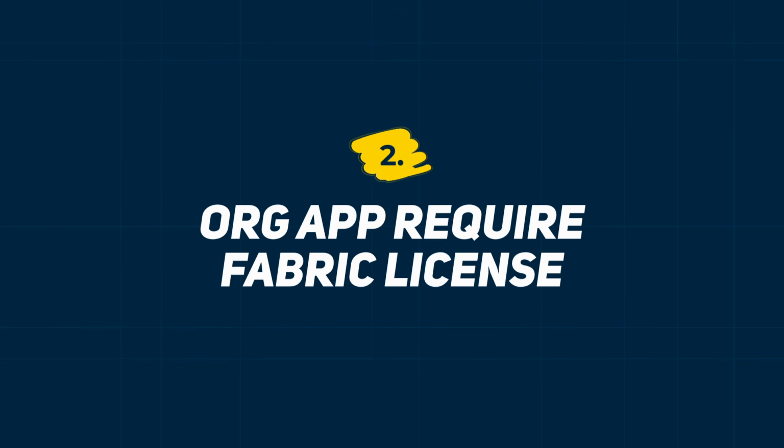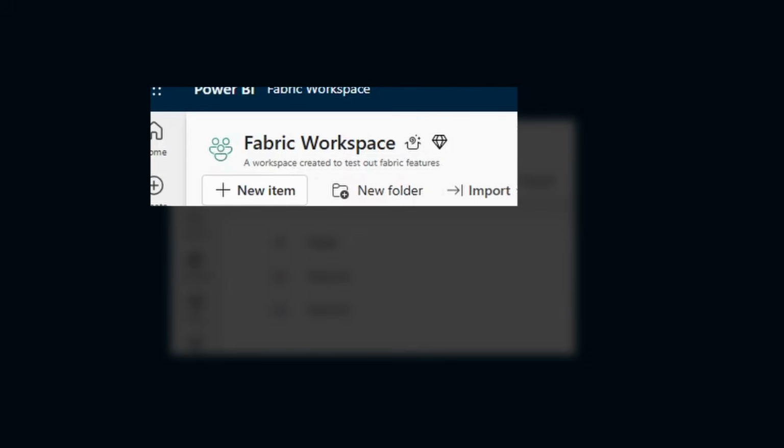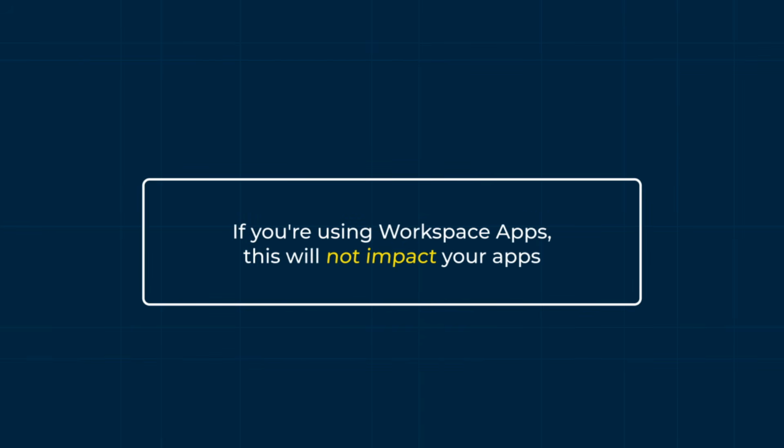The second key difference for me is that org apps require a Fabric license. So if you want to use the new org app experience, you need to have a workspace with a Fabric license attached to it. The Workspace app, however, does not have this requirement. There are more differences that I'm going to cover later onwards because I have a lot of thoughts with regards to how to approach deployment and when to use one or the other. If you're already using Workspace apps, you will largely be unaffected by this.